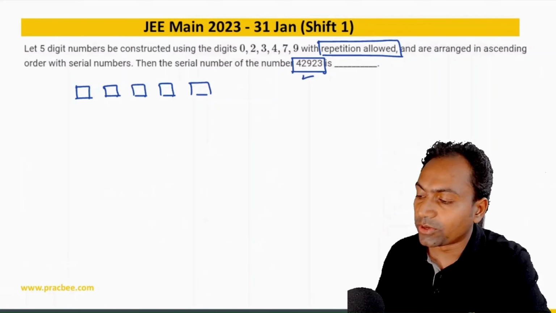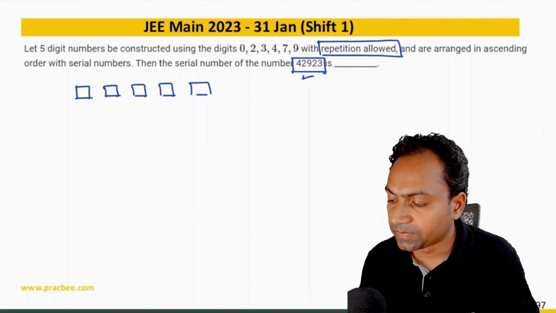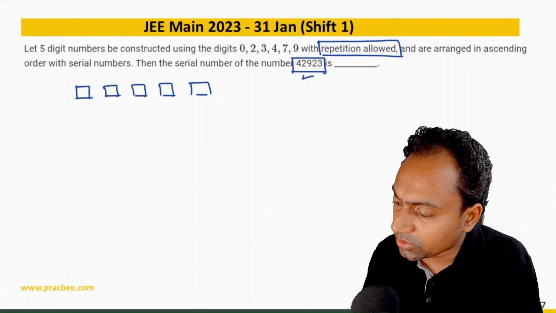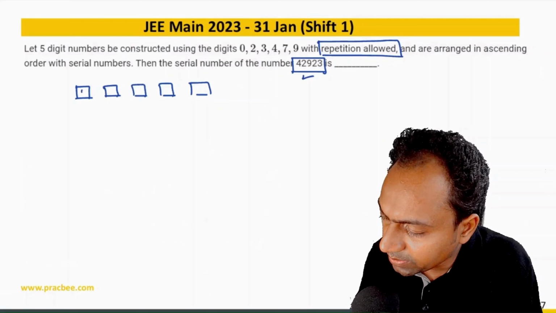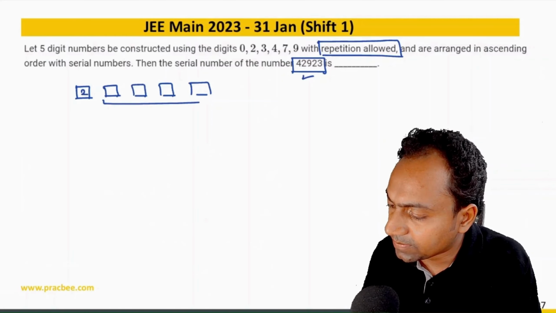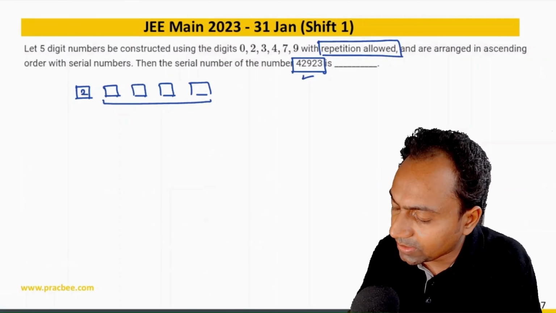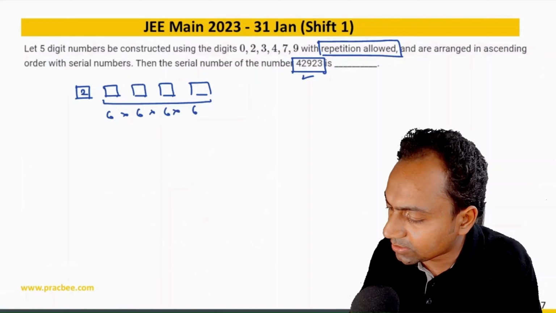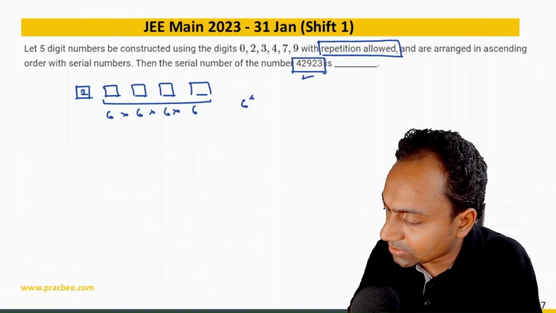So now let us look into how to solve this question. If I want to solve this question, let us start with basics. So if I start with, let us say, 2 here in this place, then in these 4 places, since repetition is allowed, I can fill this using 6 digits, 6 digits, 6 digits, 6 digits. So you can see that corresponding to this, there are 6 raised to the power 4 ways.